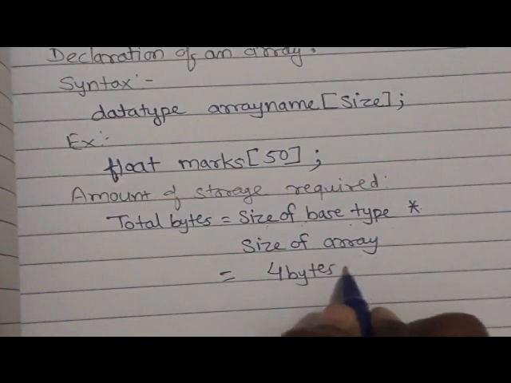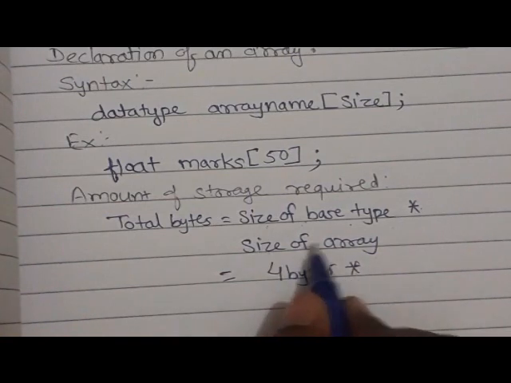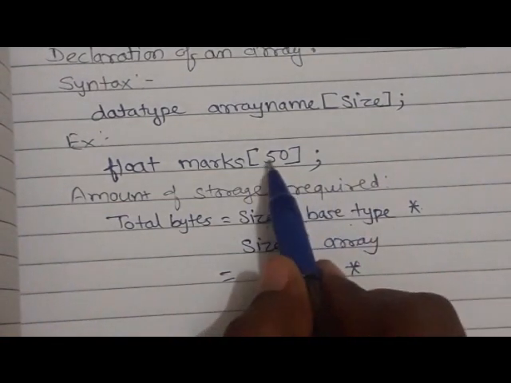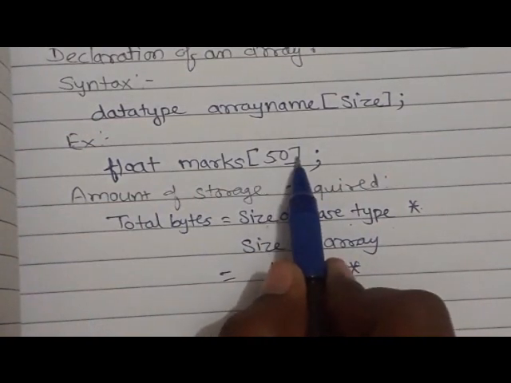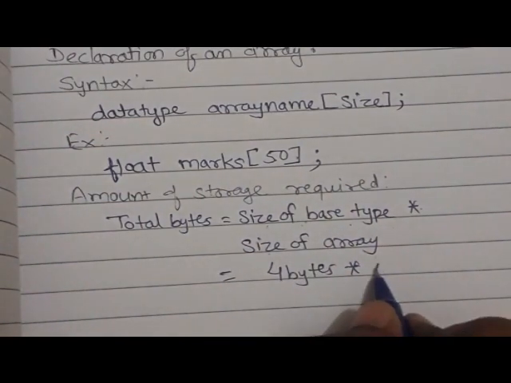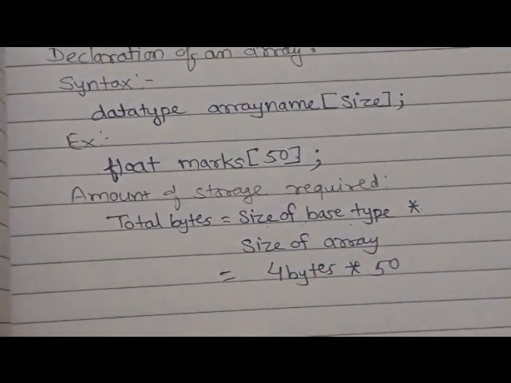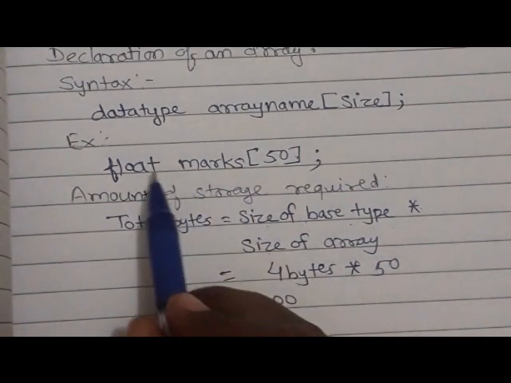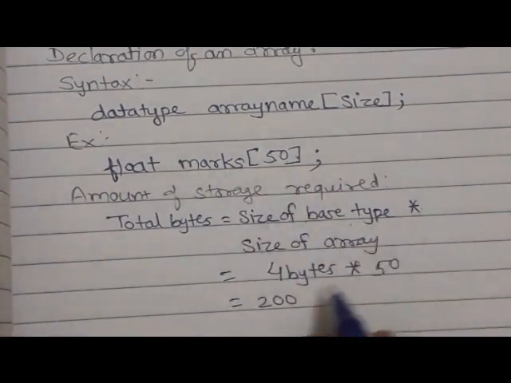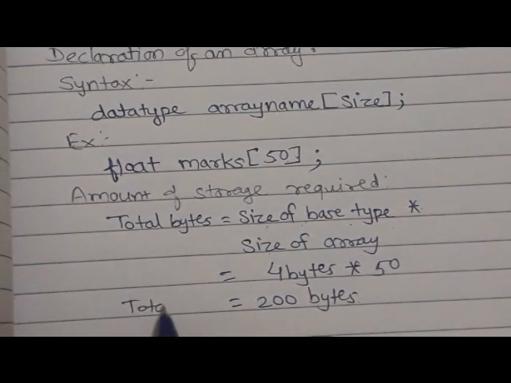bytes into the size of the array. The size of the array is 50, so we write into 50. So 4 bytes into 50 gives the total bytes required for float marks of 50. It will be 200 bytes. So the total bytes required for the marks array is 200 bytes.